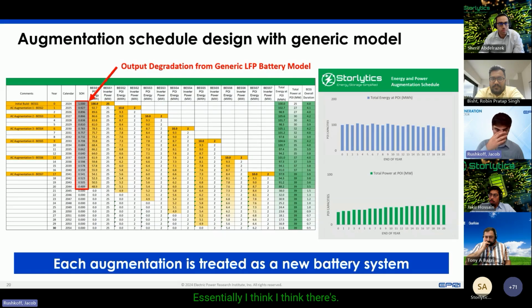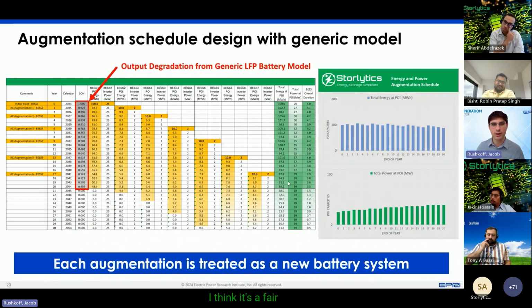Essentially, I think there's some value to installing early because you're going to run into a lot of degradation early. That's essentially why you see more frequent installations early on in this project, because that's when a large component of that degradation is happening. Of course, an easy counter would be, well, why not just overbuild, and then you'll shore up your capacity and you won't have to go through an additional augmentation event. I think that's a fair question. So that's something that we want to study.